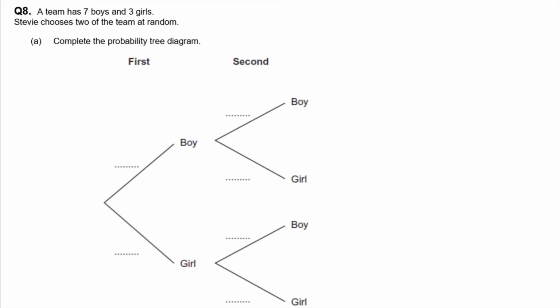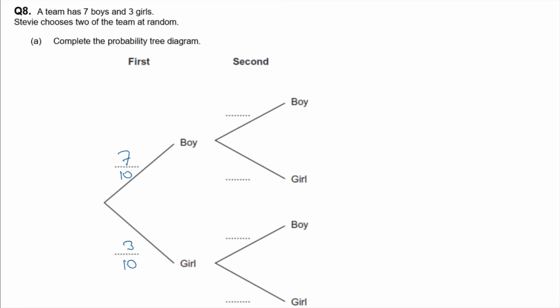Question A. A team has 7 boys and 3 girls. Steve chooses 2 of the team at random. Complete the probability tree. Now this is slightly different from the last couple. This is dependent probability. I'll explain as I go through. For the first selection, I've got 7 boys out of a total of 7 plus 3, which is 10 altogether. So the probability of picking a boy is 7 out of 10, which means you've got a 3 in 10 chance of picking a girl.